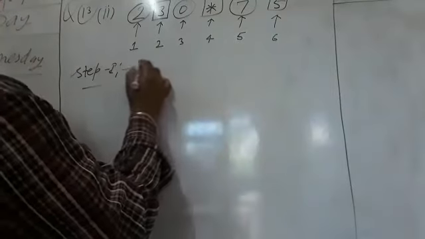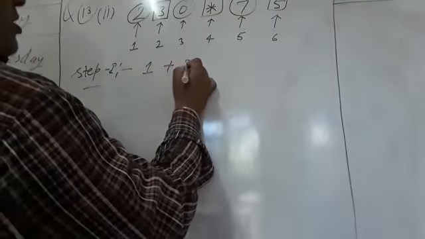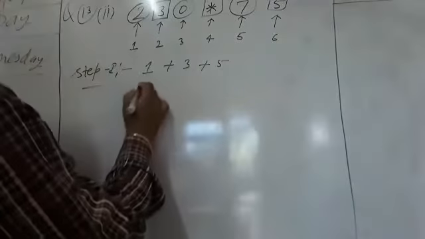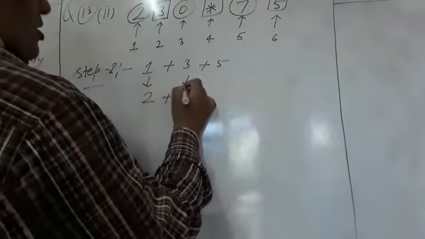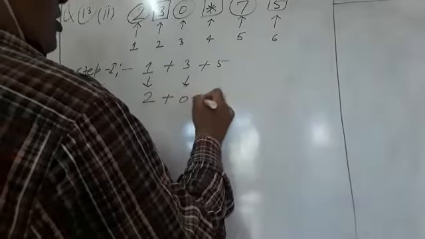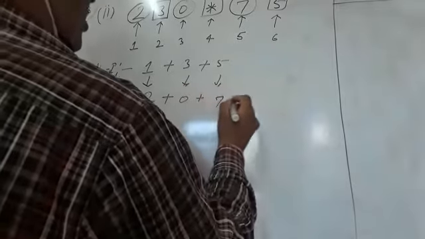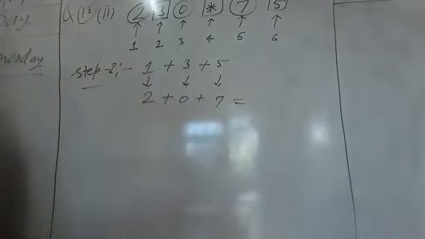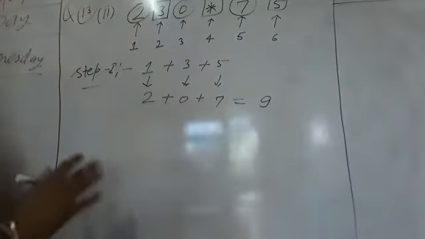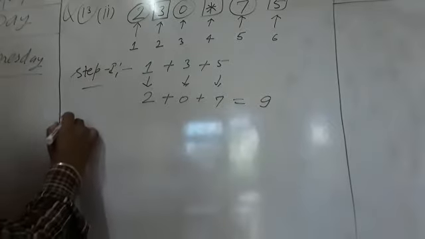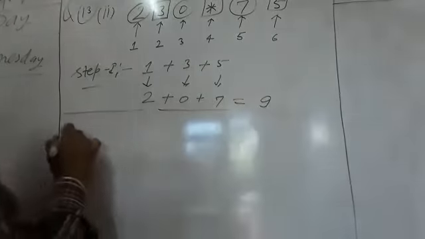Now we take the first plus third plus fifth places. The first place is 2, this is 0, this is 7. Now what do we get? 2 plus 0 is 2, 2 plus 7 is 9. This is your step 1. Is it clear? Now we move to step 2.